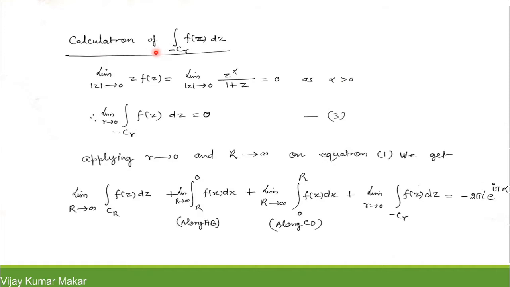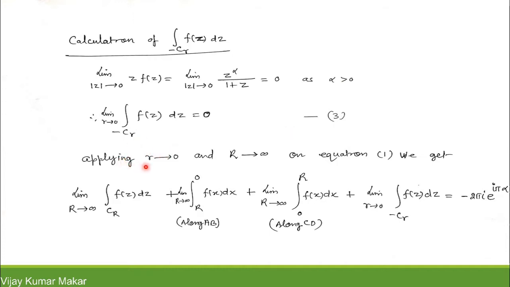Now we calculate the value of the integration over the small circle of f(z) dz. So limit |z| tends to 0 of z f(z). On solving we get the value of this limit is also 0. Therefore, limit r tends to 0 of the integration over the small circle of f(z) dz equals 0. This is equation number 3.